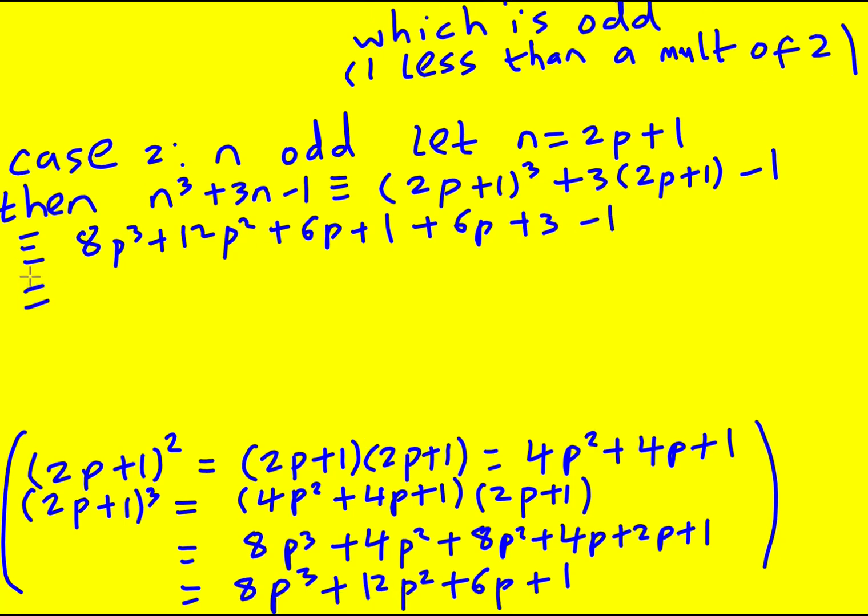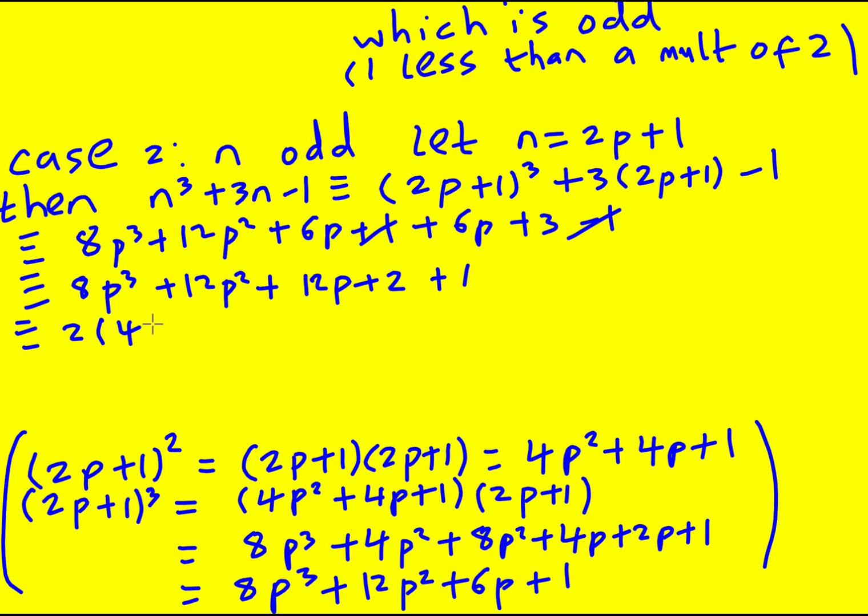Collect that together. Plus 12p. Now I can add 3. I'm actually going to add 2. And then I'm going to add another 1. The plus 1 and the minus 1 cancel. And then I can, again, take factor of 2 out of all the terms except that last one.